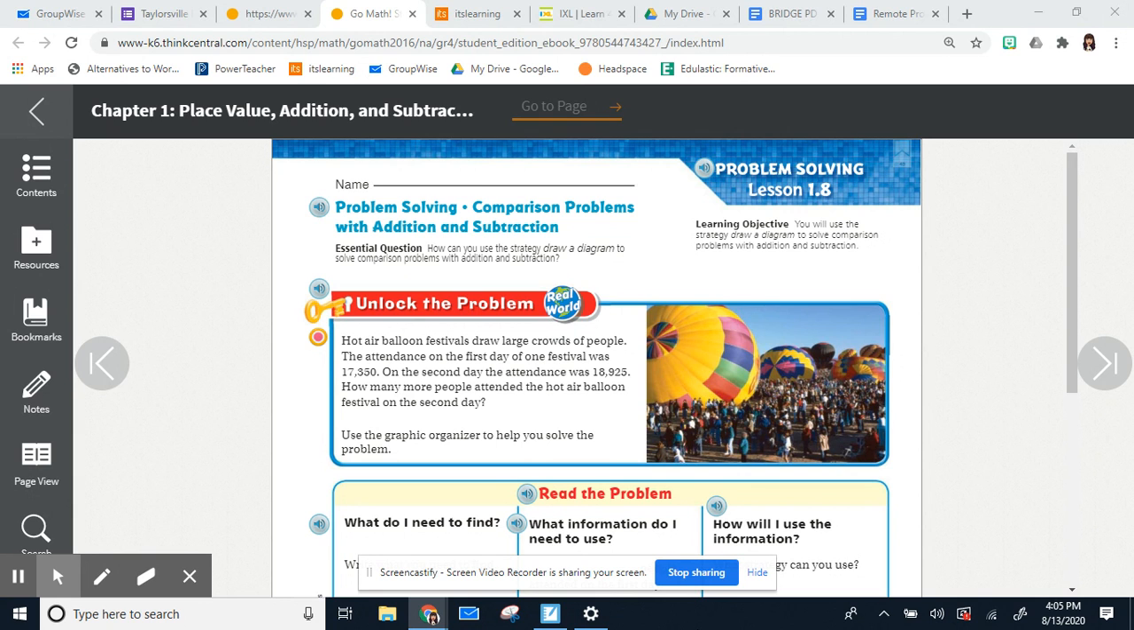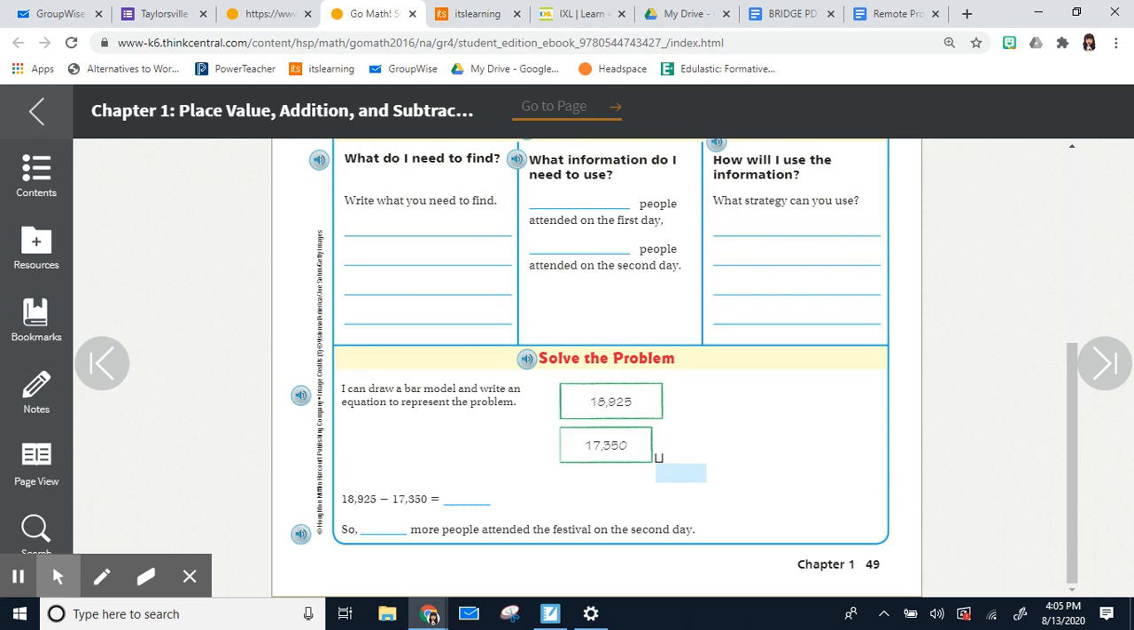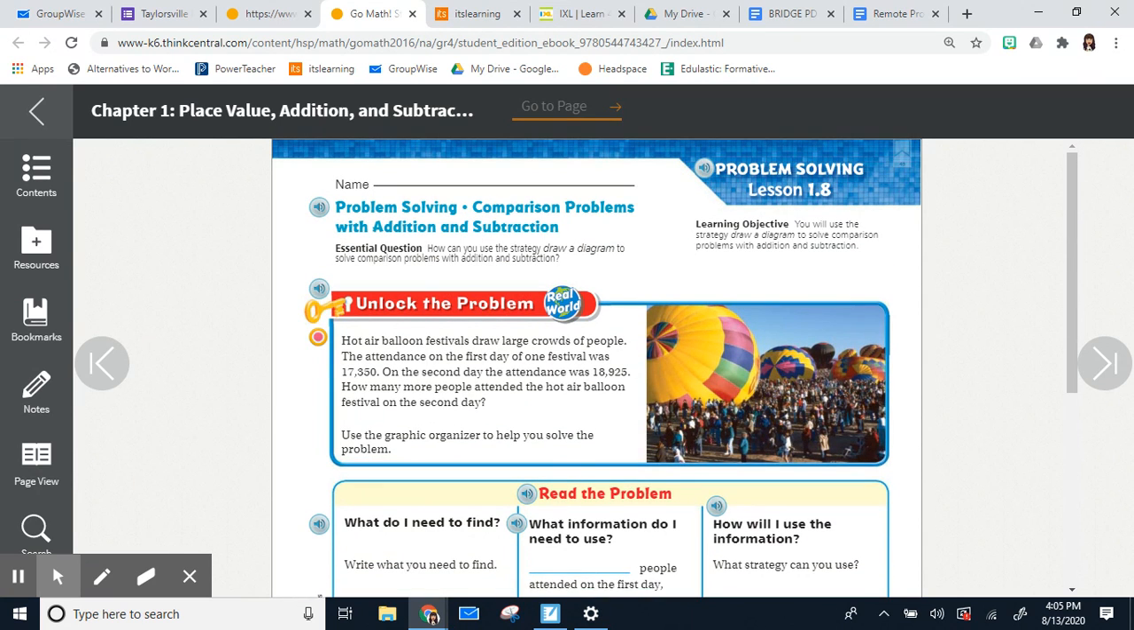We are on lesson 1.8, and we are on page 49 in your math book. We are doing problem solving, comparison problems with addition and subtraction. Our objective is that we're going to be using strategies to solve comparison problems with addition and subtraction.